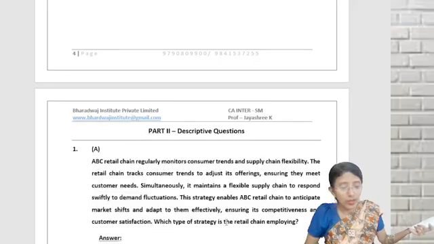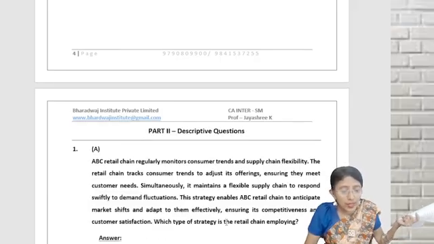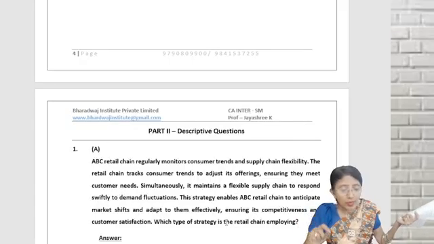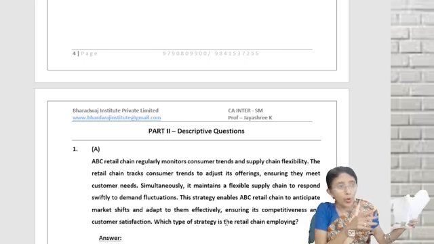First question. ABC retail chain regularly monitors consumer trends and supply chain flexibility. The retail chain tracks consumer trends to adjust its offerings, ensuring they meet customer needs. Simultaneously, it maintains a flexible supply chain to respond swiftly to demand fluctuations. This strategy enables ABC retail chain to anticipate market shifts and adapt to them effectively, ensuring its competitiveness and customer satisfaction. Which type of strategy is a retail chain employing?